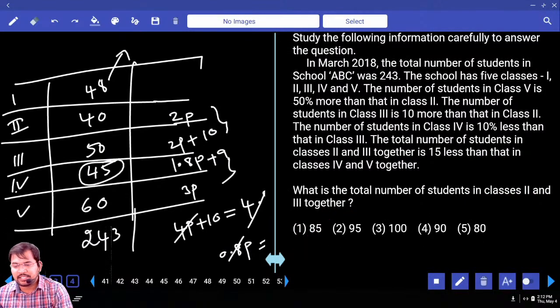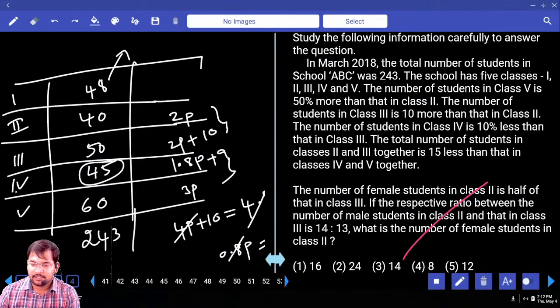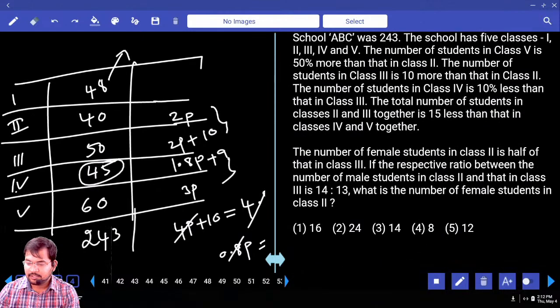What is the total number of students in class 2 and class 3 together? Class 2 and class 3, how much? 90. Next. Just check it carefully. The number of female students in class 2 is half of that in class 3. So first of all, class 3, how many students are there? 50. Half is nothing but 25. Therefore, female students in class 2 is 25.